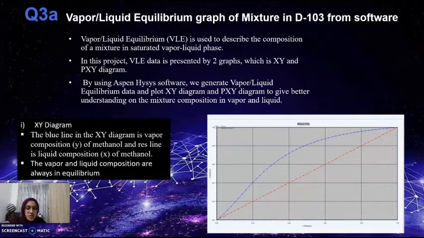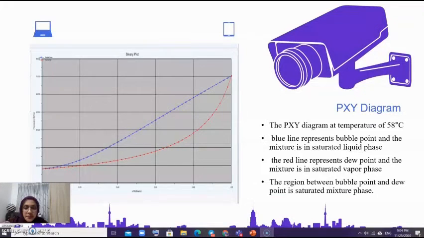The blue line represents the vapor composition and the red line represents the liquid composition. The liquid and vapor compositions are always in equilibrium. This is the PXY diagram at a temperature of 58 degrees Celsius. The blue line represents the bubble point and the red line represents the dew point. The region between the bubble and dew points is the saturated mixture phase.